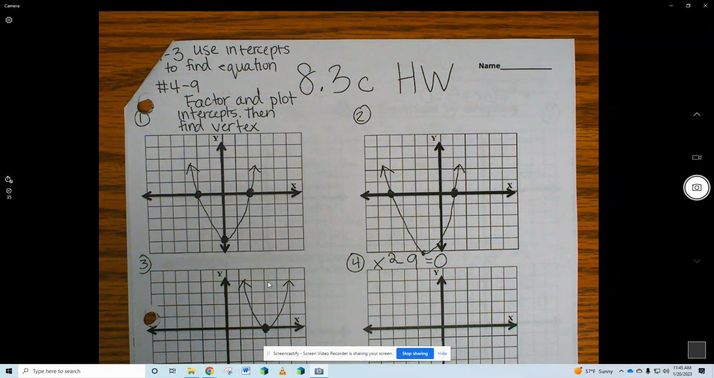So 4 and then 9 back. Yeah, all the way to 10. The 4 and 9. 1 through 10. Sorry, I made a mistake. It's 10.